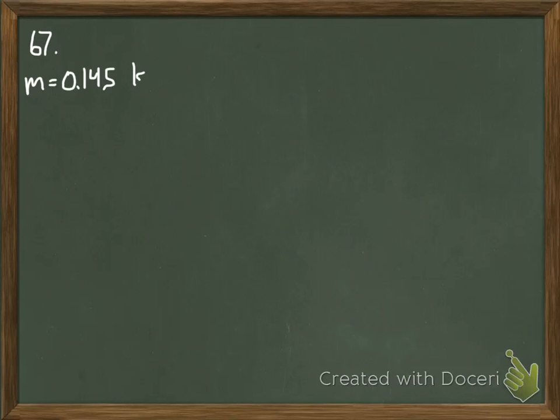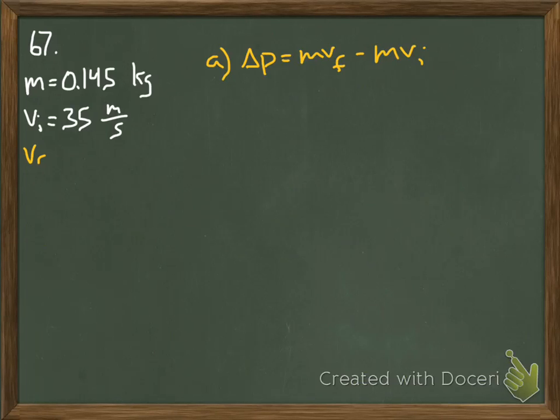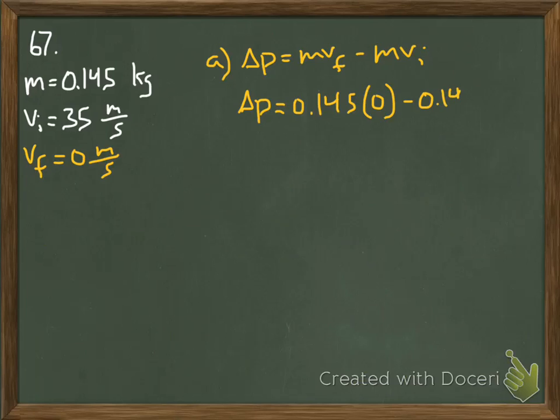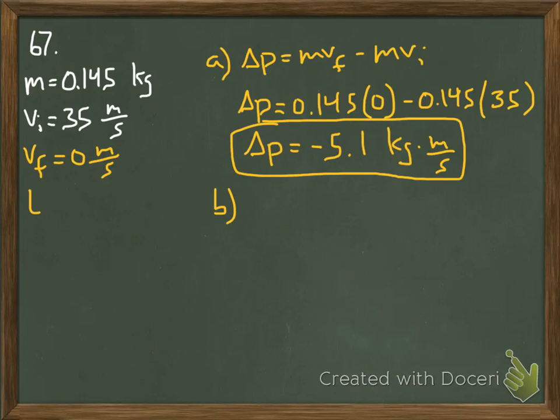Here we're given the mass of a baseball, and we're given the initial velocity before it's caught. The first question is to find the change in momentum. We know that change in momentum is equal to mass times velocity final minus mass times velocity initial. The velocity final we're going to use is 0 because you're catching the baseball and it's coming to rest. I chose the velocity towards the catcher as a positive direction, so my change in momentum is going to be negative in this case.